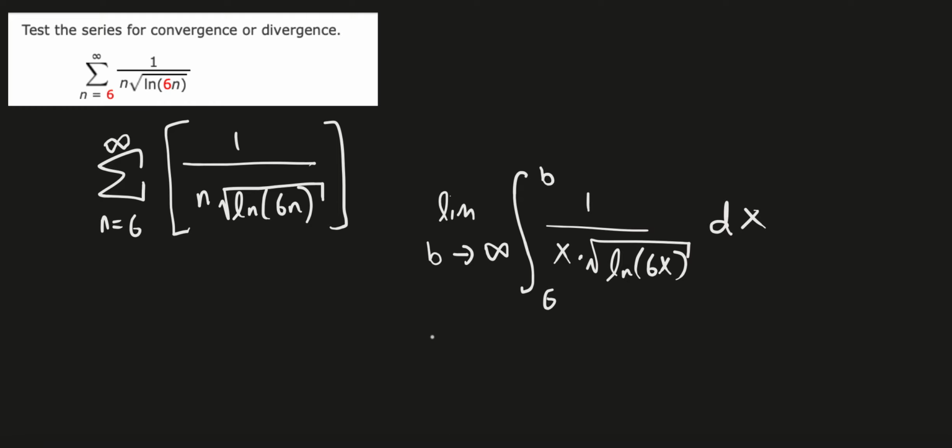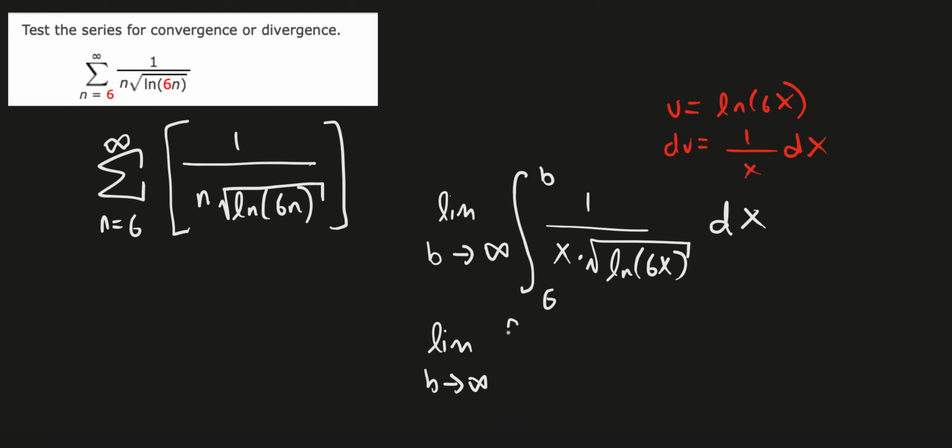Okay. What's this going to get you to? Well, again, let's just do the same thing we did before, and I'll do it quicker here. U is the natural log of 6x, so du is just 1 over x dx. Let's replace all of this stuff. Now, limit as b approaches infinity.